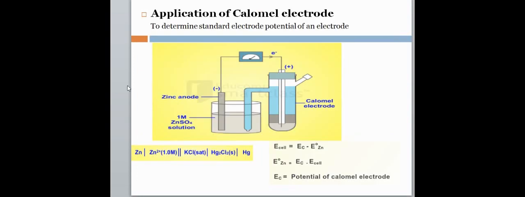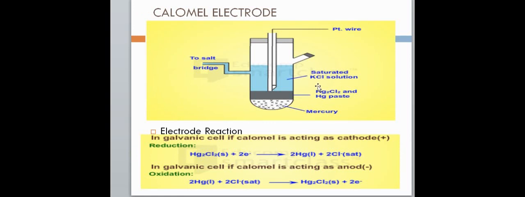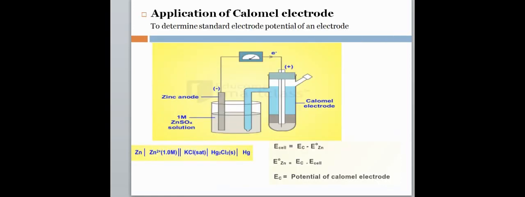Okay, let's look at the application of calomel electrode. This is how the cell looks like when calomel electrode is used. So in one container I've got zinc and zinc sulfate solution, and in the other one, that is our calomel electrode, it contains what? KCl solution. So this is how I represent the cell when I use calomel electrode.